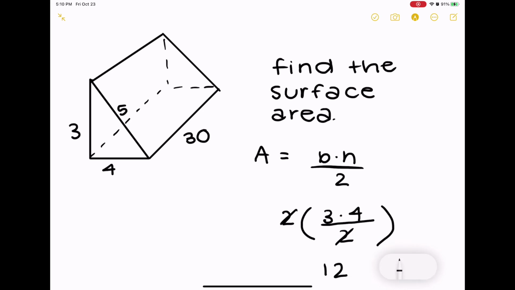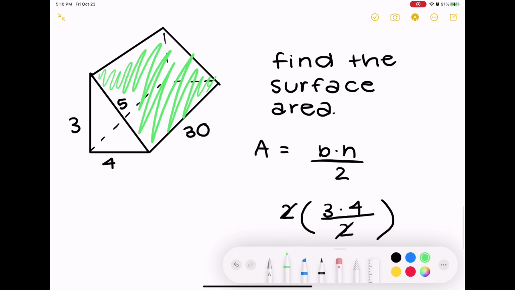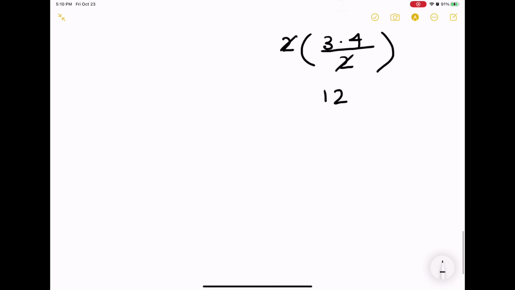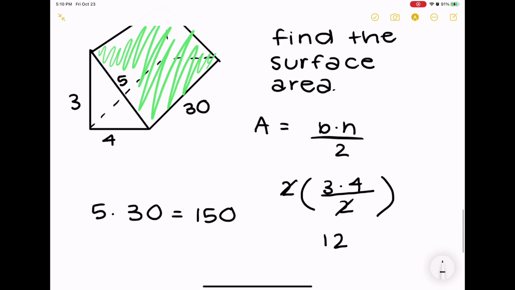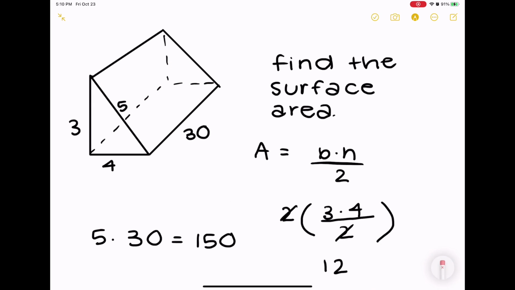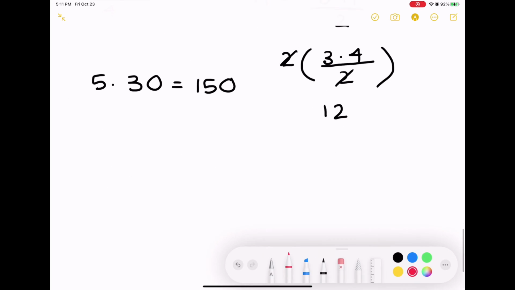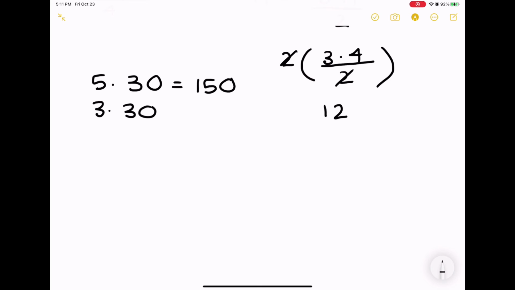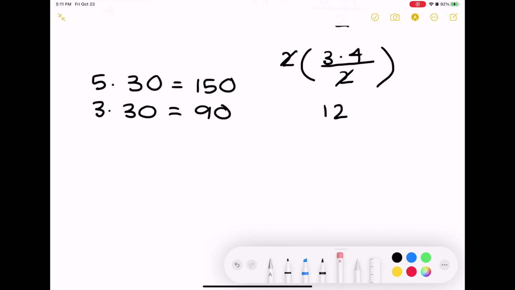Now let's go ahead and try to find the area of the faces. So the first one we have 5 times 30. There are no other sides that have those same lengths, so we know it's 150, and there's only one of them. If we go ahead and do that for the back one, it's 3 by 30 instead. 3 by 30 is equal to 90.